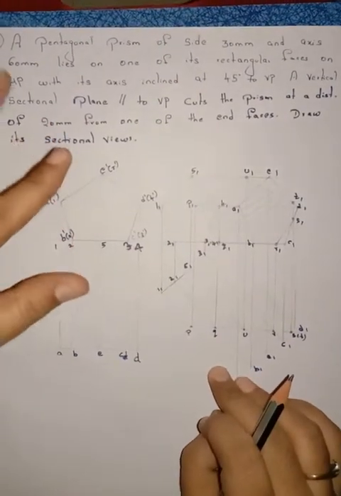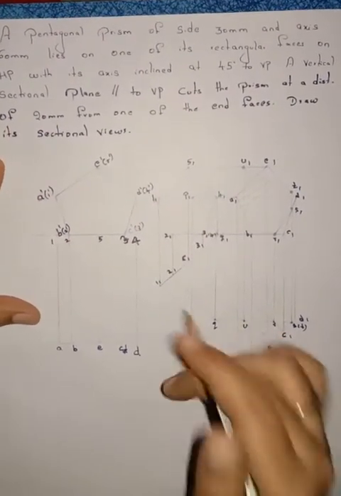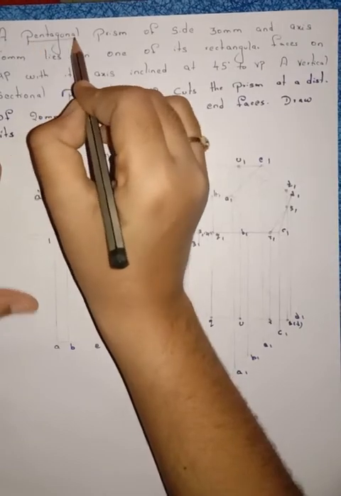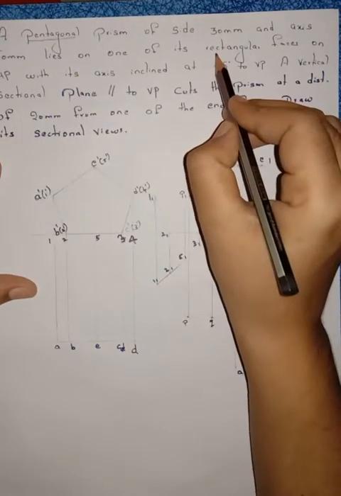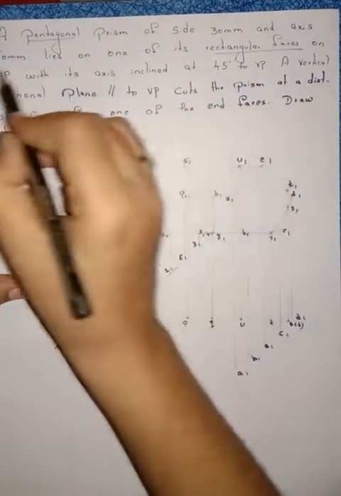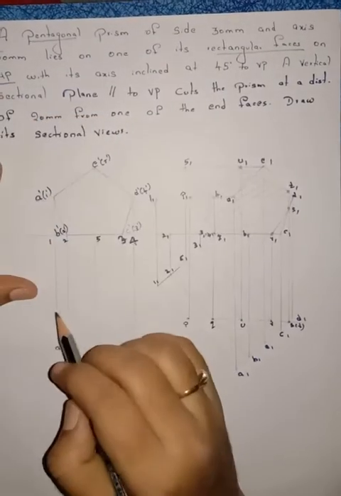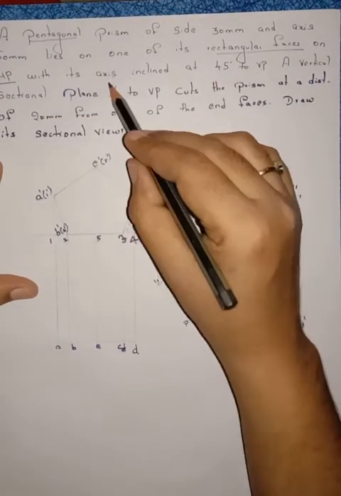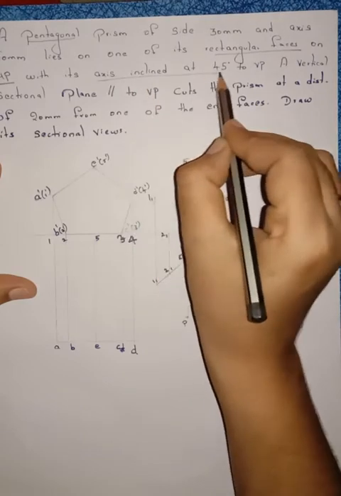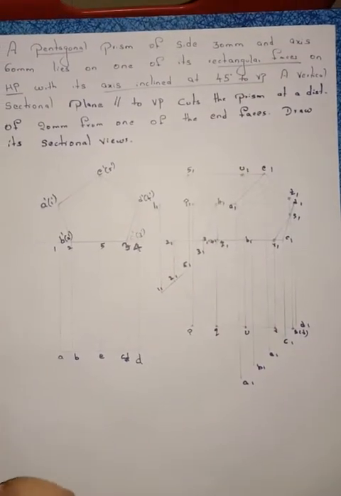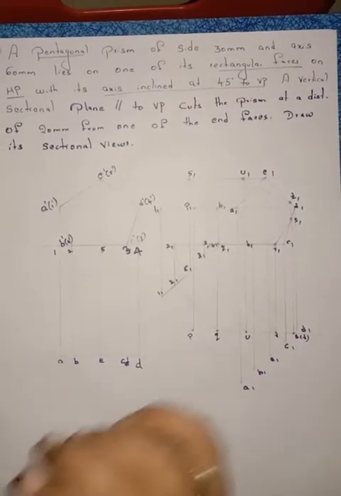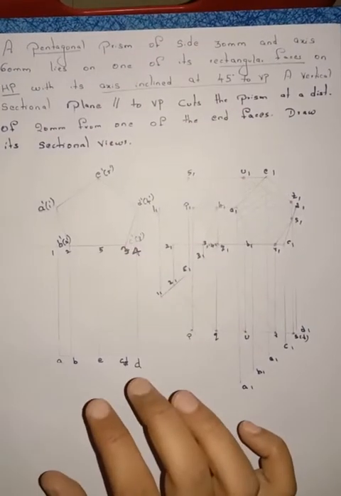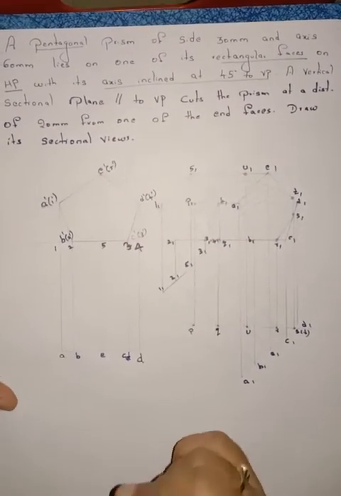After reading the question, divide this question into two parts. First part is the name of the polygon. Name of the polygon is pentagon. What is the condition? Rectangular faces. Where we have to start? HP. Inclinations. What is the inclination? Axis is inclined at 45 degrees to VP. Right? So, pentagon, rectangular faces in HP.